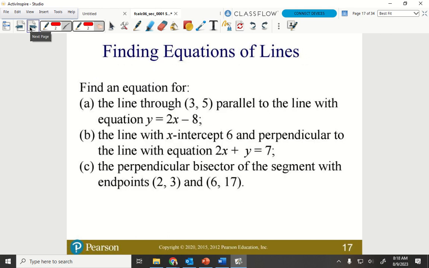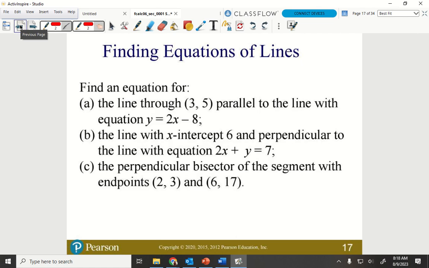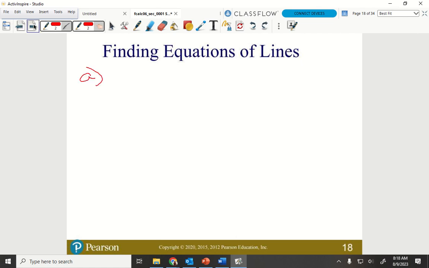Find the equation for a line through this point right here, parallel to the line with this equation. So the line through that point is going to be parallel. For part A, your equation is y equals 2x minus 8, and through the point of 3, 5.